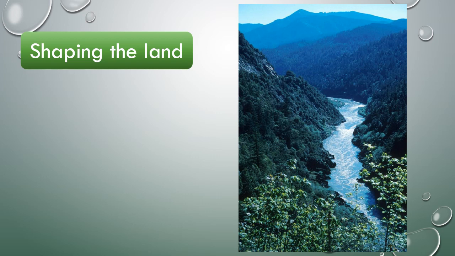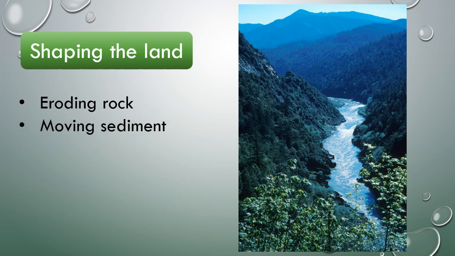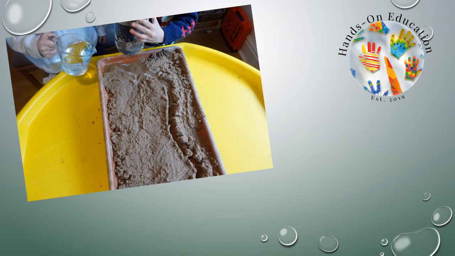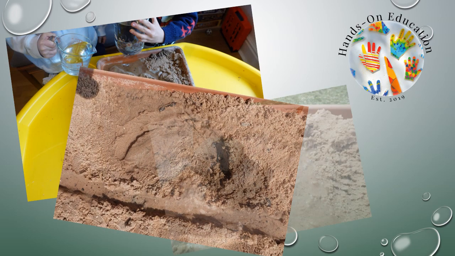And so rivers can shape the land in a number of ways, by eroding rock and moving sediment. Rivers can travel over hard rock to create waterfalls and change their course to create oxbow lakes. For your hands-on activity, use sand and water to show how rivers can shape the land.